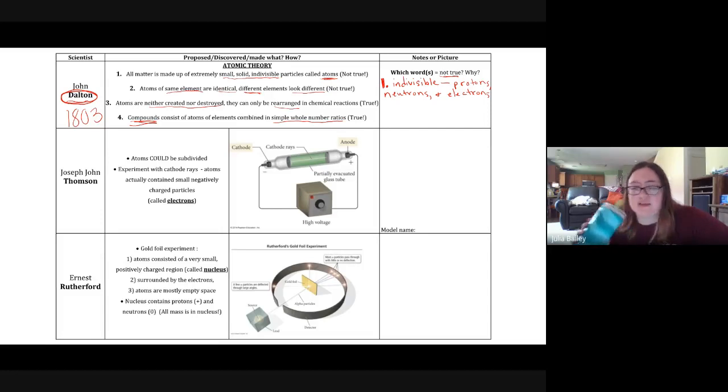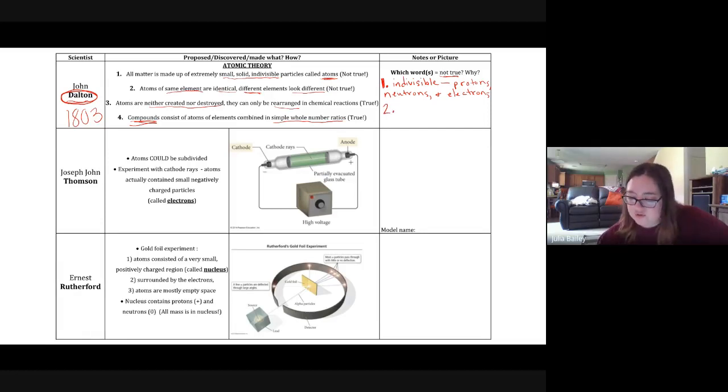Like I mean, they exist. But the thing is when Dalton was working, he didn't know, no one knew they existed. And we would not have the technology to discover those things until over 90 years later. So he had no way of knowing that you could subdivide atoms into those things. It was literally not possible to understand at that time.